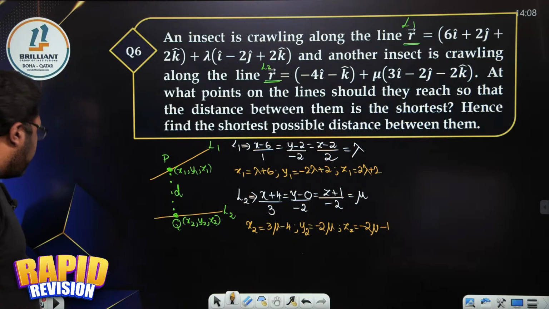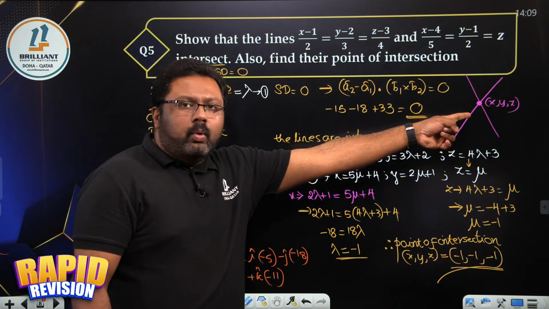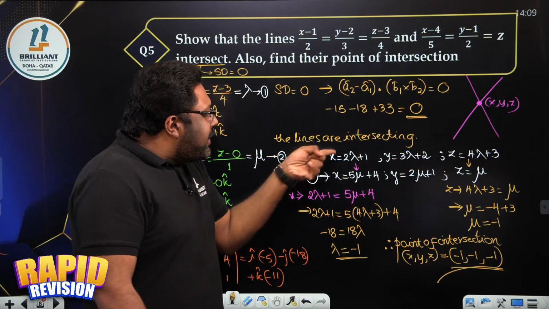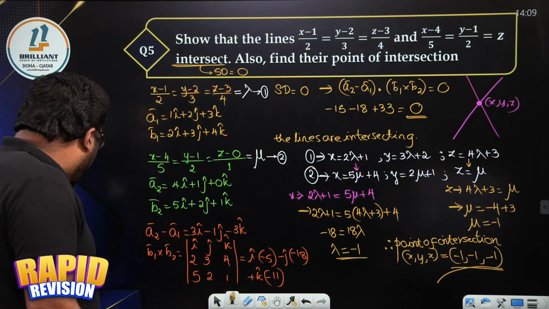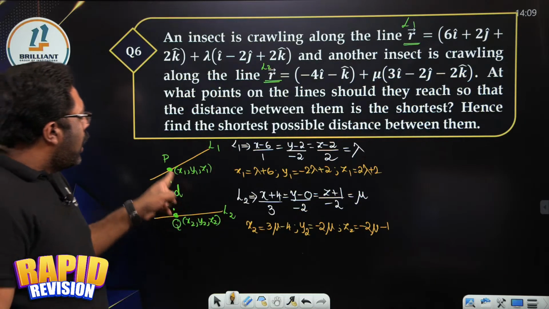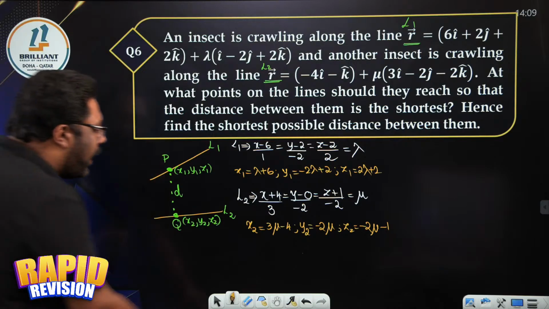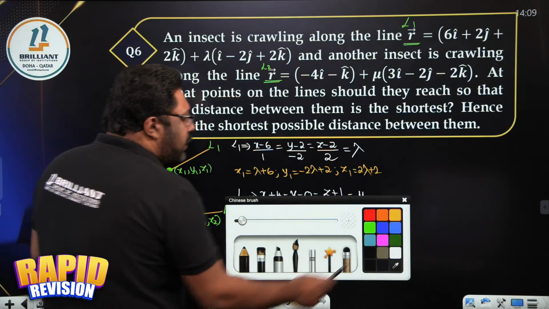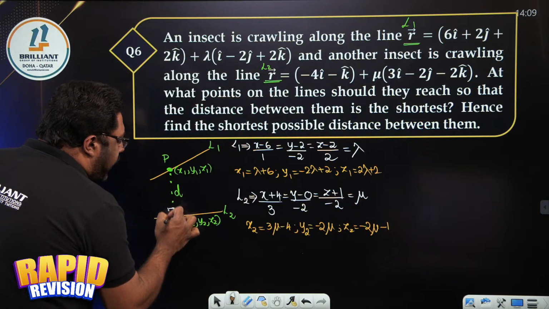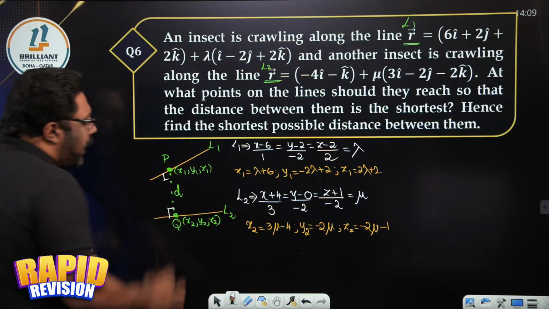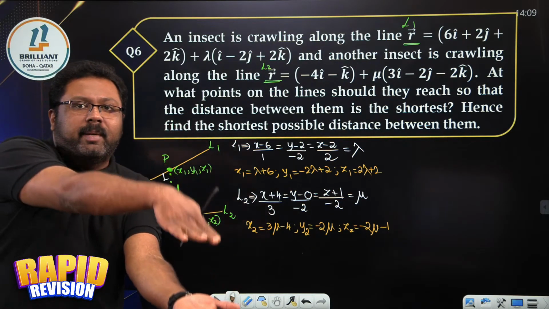In the previous question, what was the technique I used to find lambda and mu? I said lambda and mu belong to the same point, so let me say they are equal, and I got two equations, I equated them. Here it won't work because it doesn't belong to the same point. They are two different points. But we are measuring the distance. Distance is always measured perpendicular to the line.